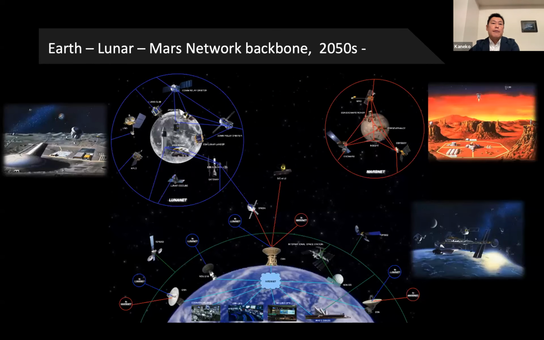And fast forwarding a little bit to the 2050s, I love talking about this. We might have a commercial space station in low Earth orbit, a lunar base, and perhaps a Mars base, and several spacecraft orbiting the moon and Mars. So it's conceivable that we might have an Earth, lunar, Mars network backbone supporting the various activities in each planetary domain.